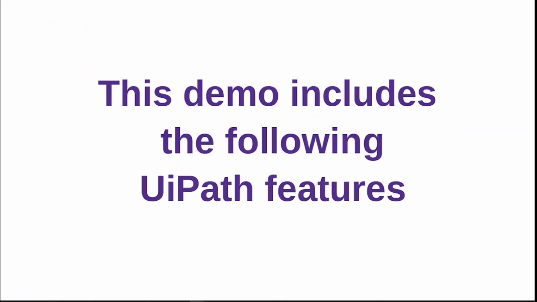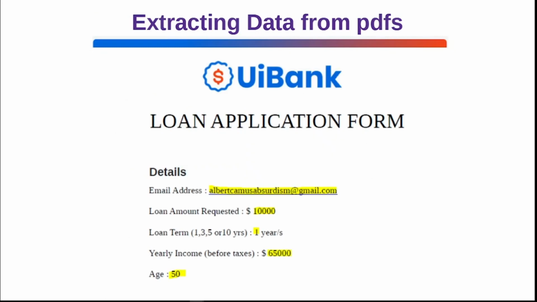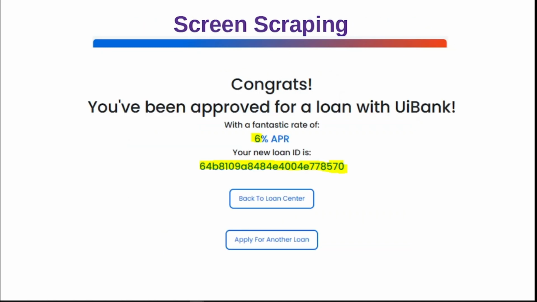So the demo includes the following. We're reading and moving files, PDFs in this case, so it's dealing with the file system. We're extracting data from the PDFs. So these PDFs are not scanned PDFs, but they could be scanned PDFs, so they're in a digital format already. But if we had a scanned PDF, we could use OCR to read the data. So we're going to be extracting the data highlighted in yellow and then input that data into the form. So we'll be doing data entry, and we'll be clicking the buttons. So in this case, the submit the loan application button.